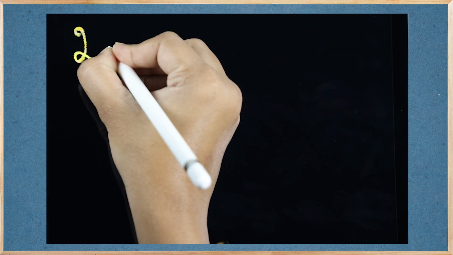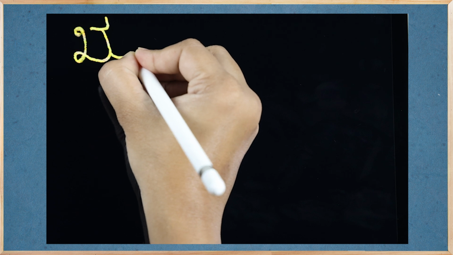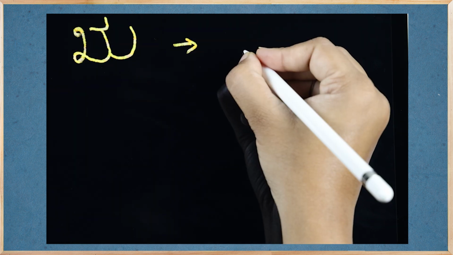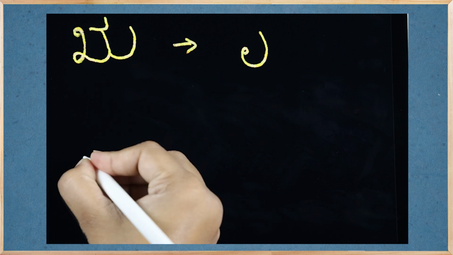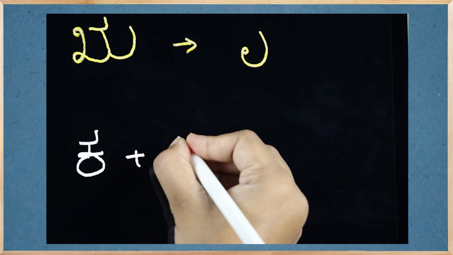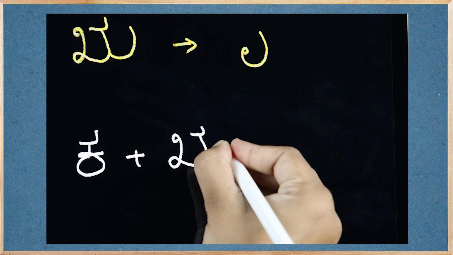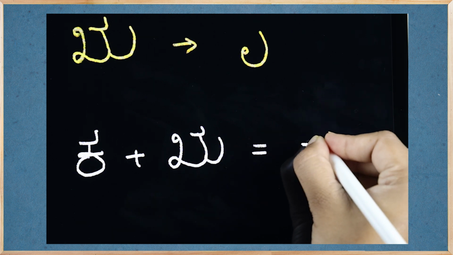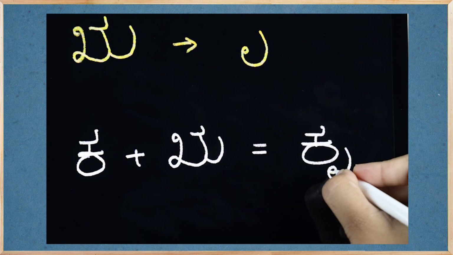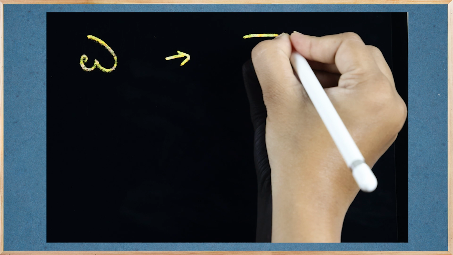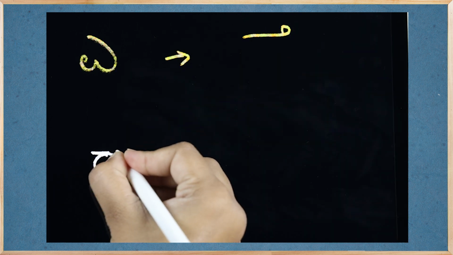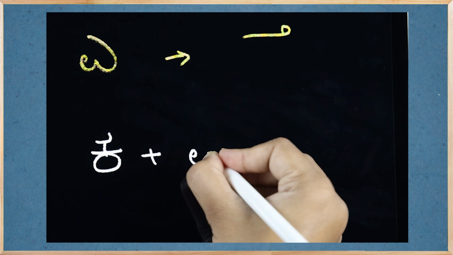Ru. The symbol ru creates the sound ru similar to how it's pronounced in the words like rural. Example, K plus ru becomes crew. A. The symbol A is used to form the A sound as in bet. For example, K plus A becomes K.